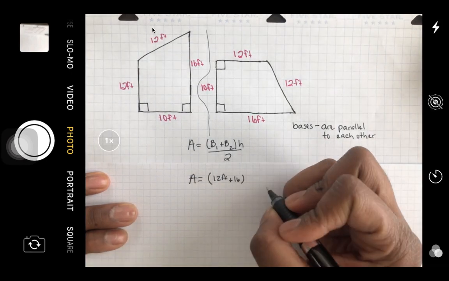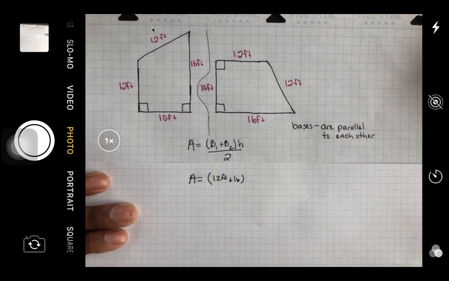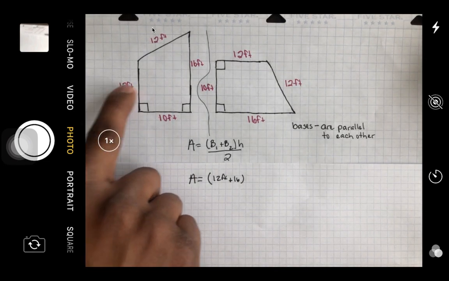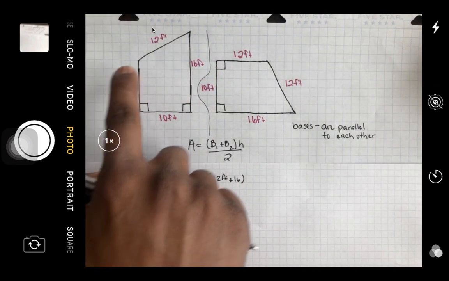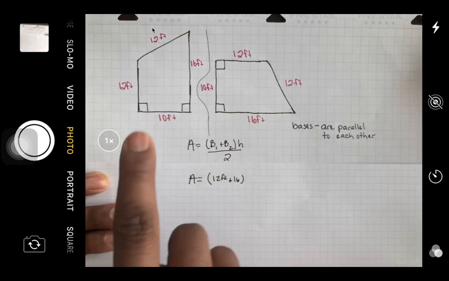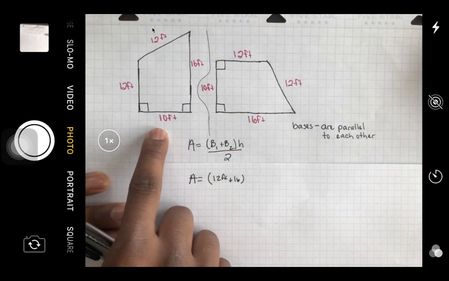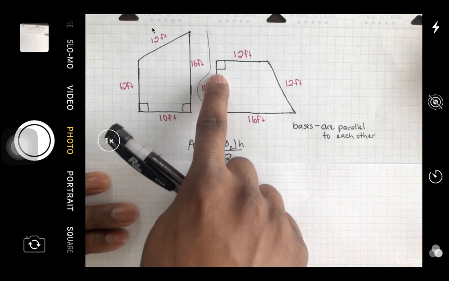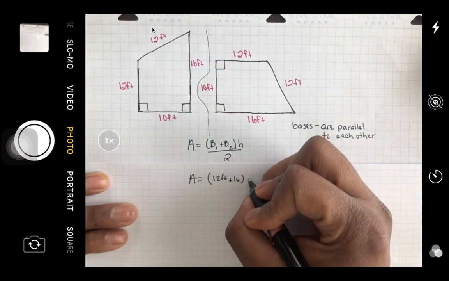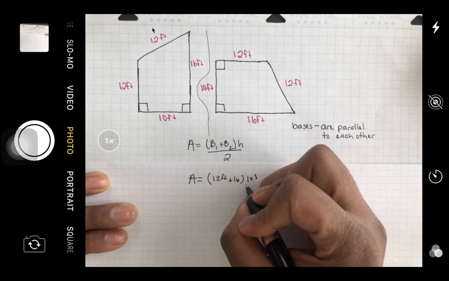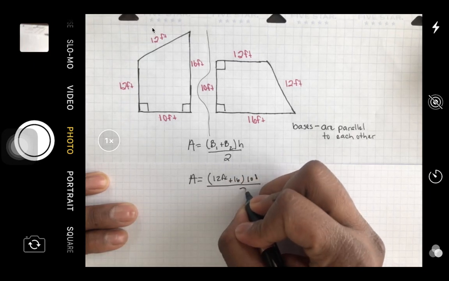Now I got to determine what my height is. My height is what tells me how tall or how big my shape is. I already used 12 and 16 here, so it can't be that. And I know that my height can be slanted. So my height has to be 10 feet. It's much easier to see here because my height goes up and down, and it's 10 feet. So it's 12 plus 16 times 10 divided by 2.